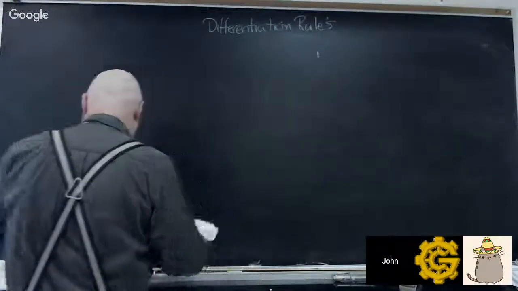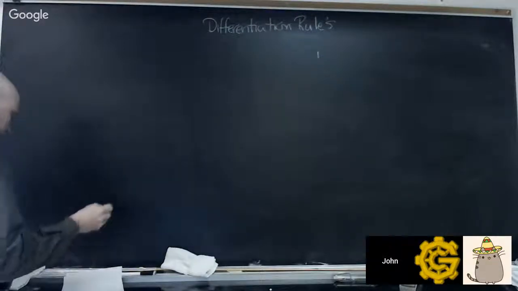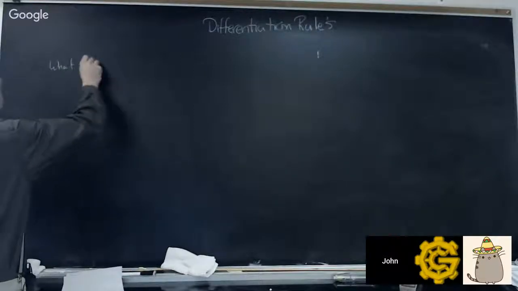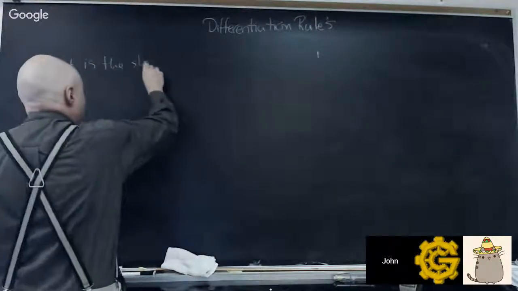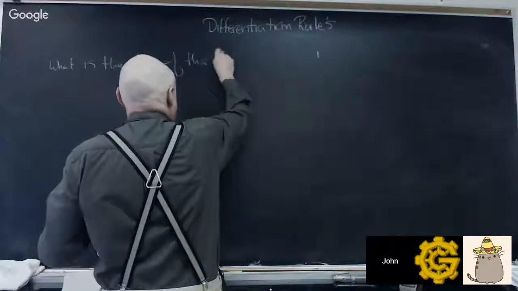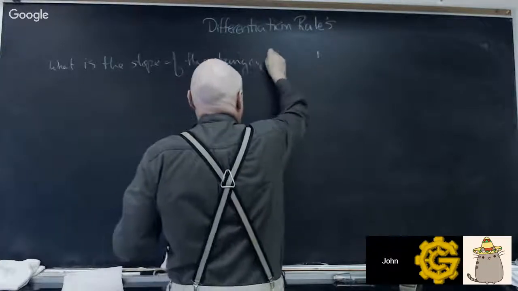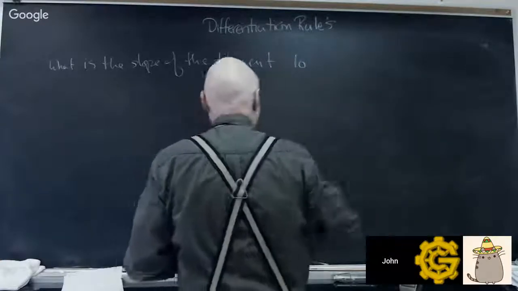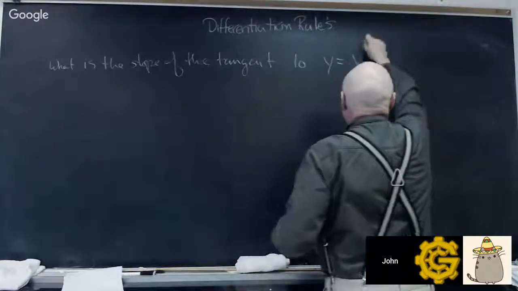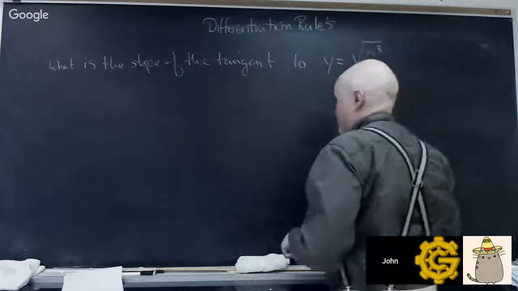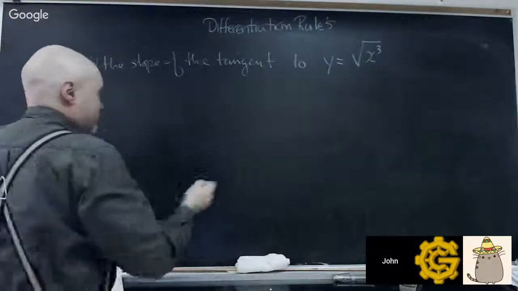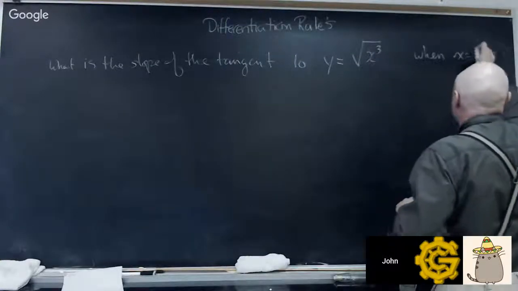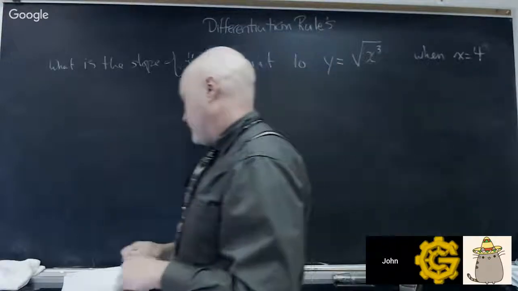Not too hard to do, but maybe a little bit hard to look at. What is the slope of the tangent to y equals square root of x cubed? Okay, and let's do it when x is equal to 4. And let's hope I can do that in my head because I don't have a calculator.